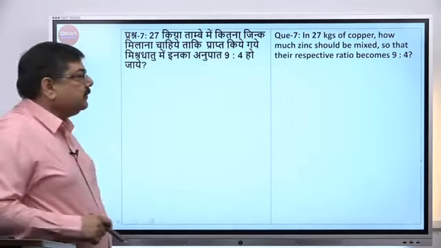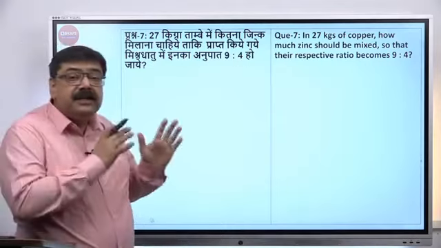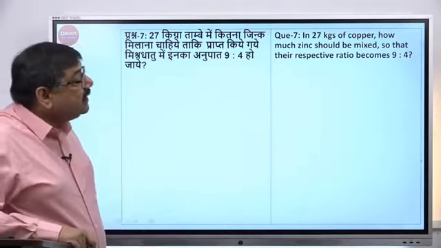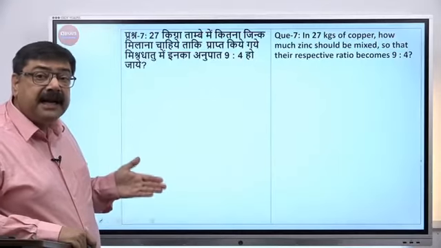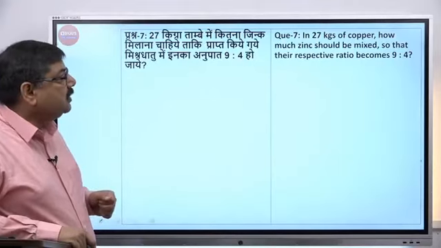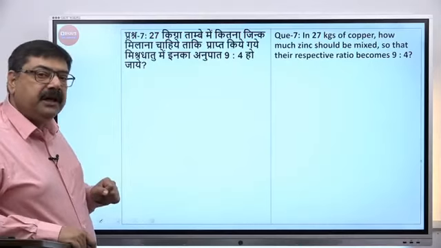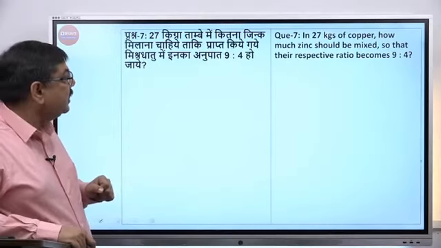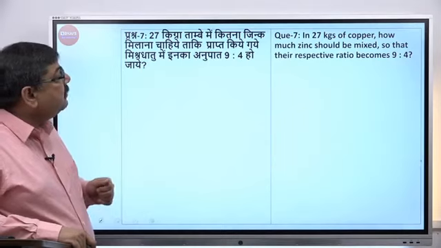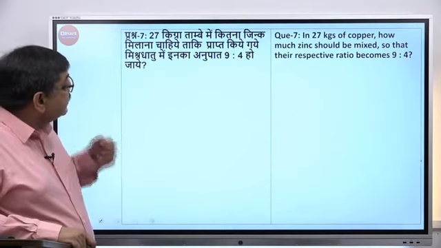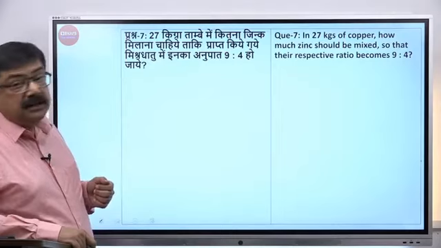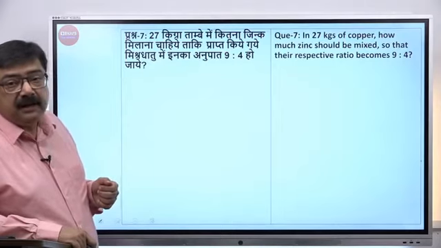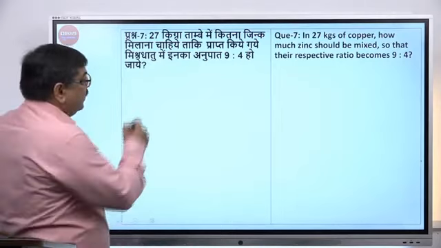चलिए शुरुआत करते हैं. In 27 kgs of copper, how much zinc should be mixed so that their respective ratio becomes 9:4? Now the actual quantity of copper is already given to you as 27 kgs. तो 27 किलोग्राम तांबे में कितना जिंक मिलाना चाहिए ताकि प्राप्त किए गए मिश्र धातु में इनका अनुपात 9:4 हो जाए. तो आप क्या करेंगे यहां पर?